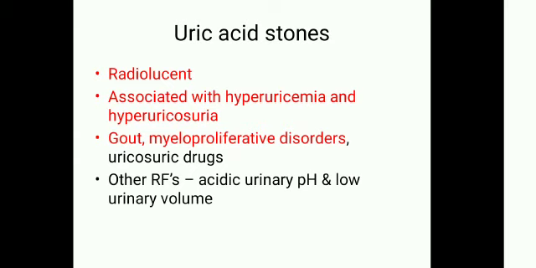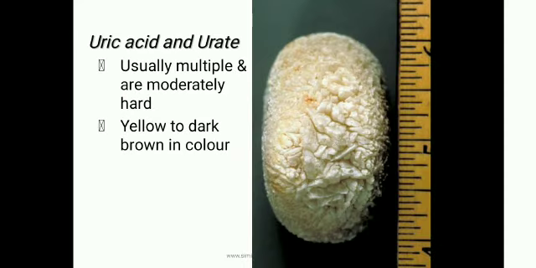Now the other one is uric acid stone. What is the importance? It is radiolucent, and it is associated with hyperuricemia or gout, and also in case of myeloproliferative disorders, any leukemias, etc. Because the cell turnover is very high, uric acid production is also very high. That's why it is usually seen in gout and myeloproliferative disorders. Uric acid stones are multiple, and moderately hard with yellow to brown color.